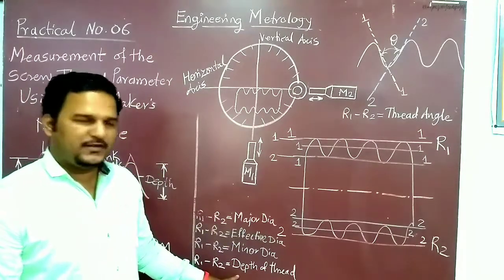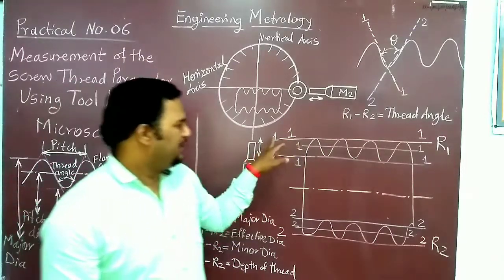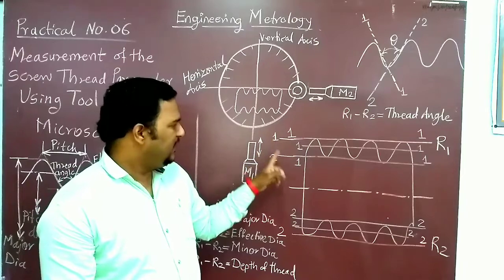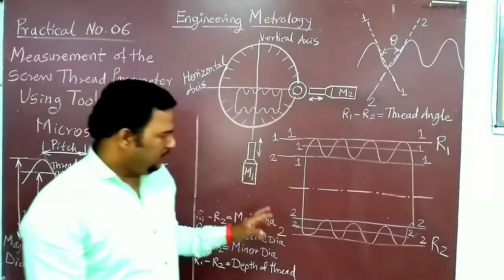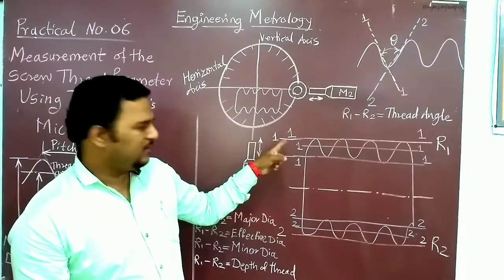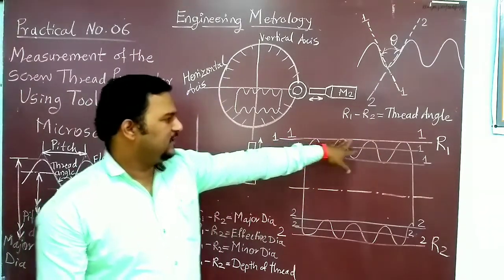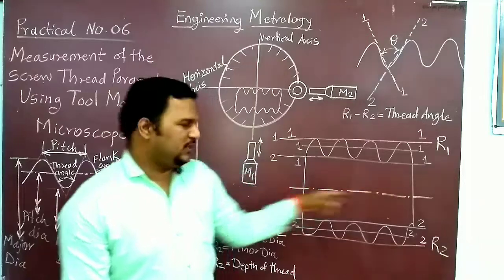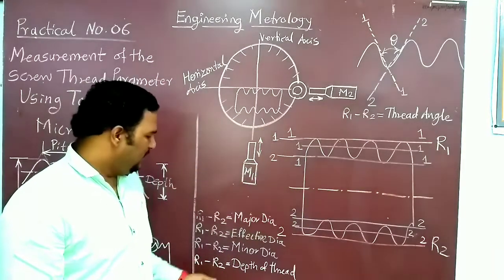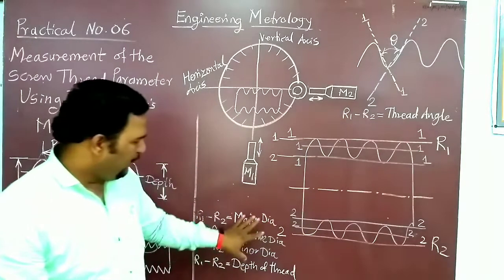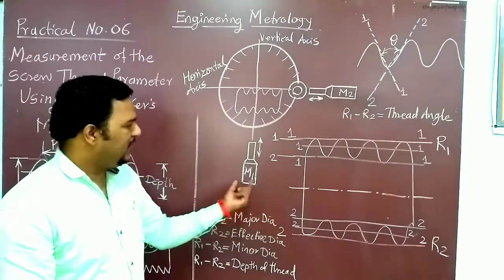Next is the depth of thread. Depth of thread, again very simple. First we take the reading at the crest, then we take the reading at the root. So we have measured the depth, taking reading at 1, 1. So horizontal axis at the crest and horizontal axis at the root, and taking the reading at 1 and 2 will give you R1 and R2, and that is the depth of thread. Okay, so 4 parameters we measured by the M1.